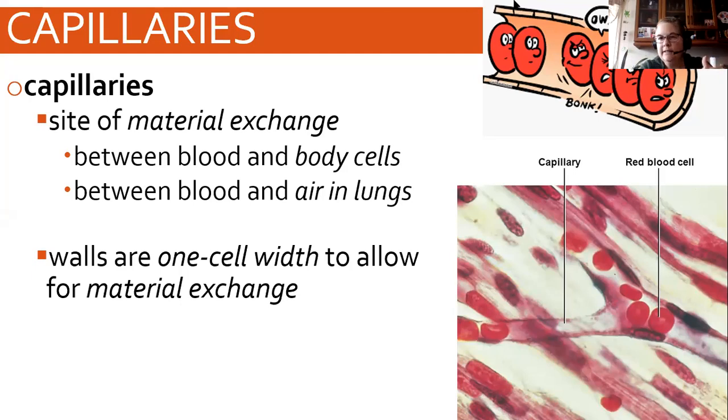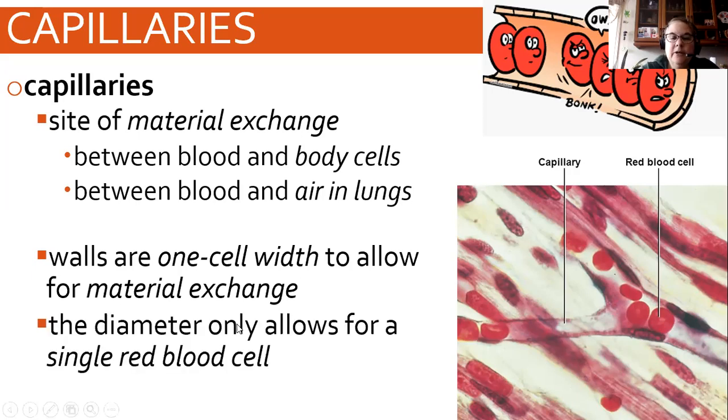So our gases like our carbon dioxide and oxygen can get in and out, our nutrients can get in and out, and our waste products can get in and out because our cells have other waste besides carbon dioxide that needs to go into our blood so we can pee it out, right? For example. All right. The diameter only allows for a single red blood cell, right? So we don't have like a huge row. They have to run through single file.